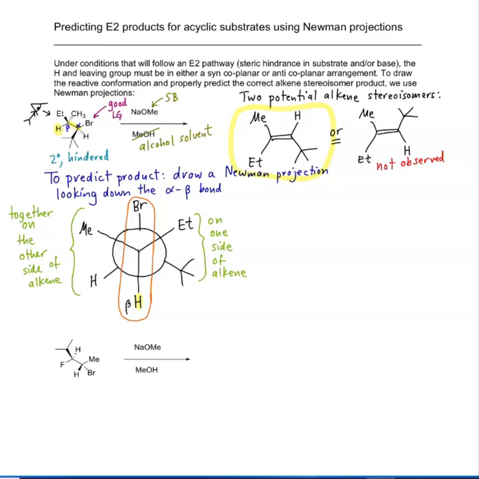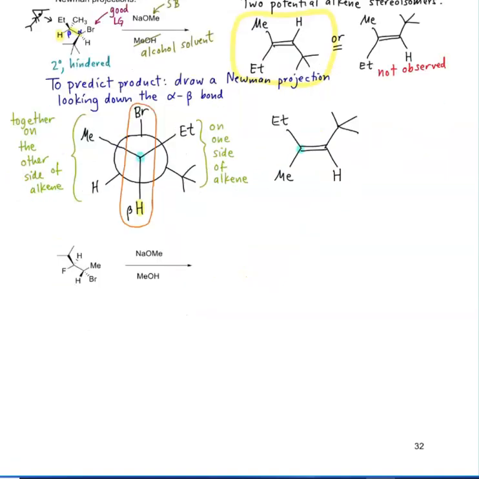So to draw this from the Newman projection, you would notice that the ethyl and the methyl are attached to the same carbon. That's this one right here. The tert-butyl and the hydrogen are attached to the same carbon. And that would be the back carbon. Let's do another one of these.